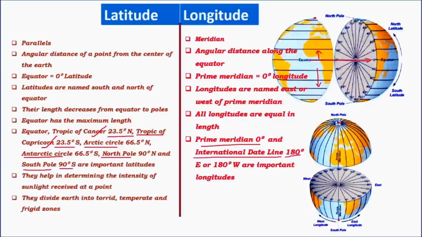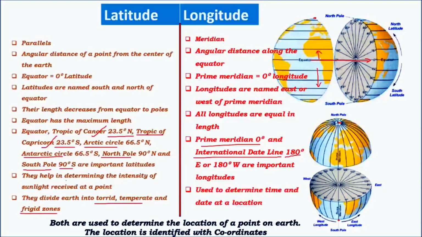We'll see why. And there is a purpose why these imaginary lines are drawn, and let's see how these things help. First thing, longitudes help in determining the intensity of sunlight received at a point. We'll see in detail in the later part of the video. They divide Earth into torrid, temperate and frigid zones. We'll see this in a later part of the video. And the longitudes are used to determine time and date.